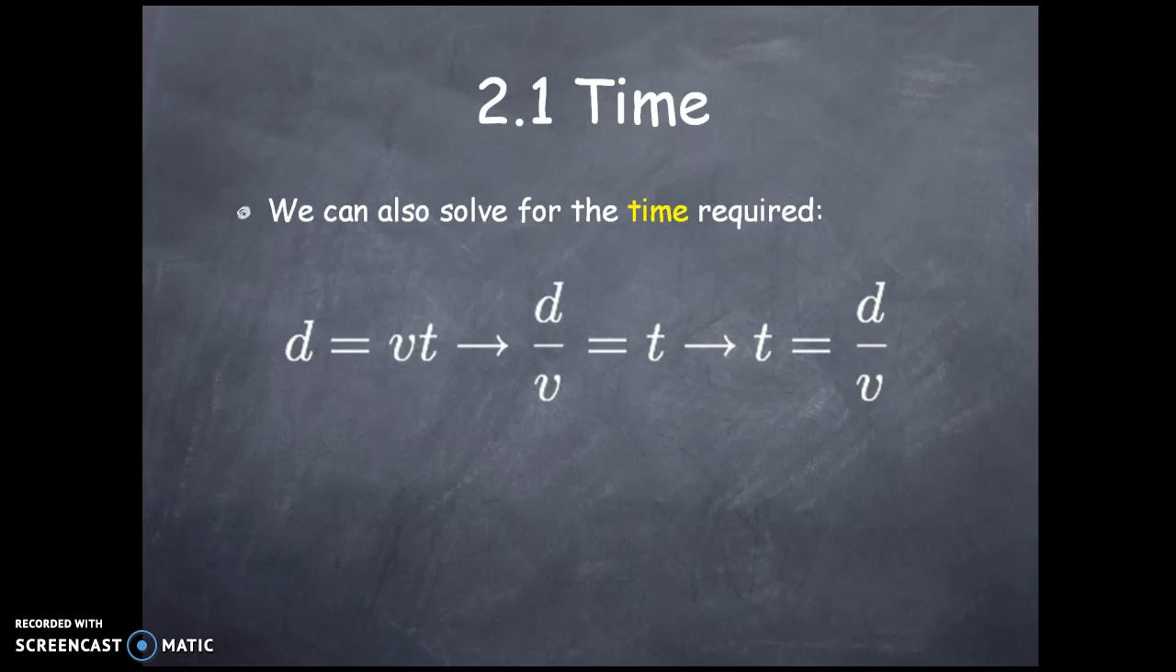We can also solve this for time. So we have d equals vt, and if you want to find out the time, then the velocity is in the multiplication. So if you bring it down this side, that will go to division. So time would be d divided by v. So if you want to find out time, that would be d divided by v.